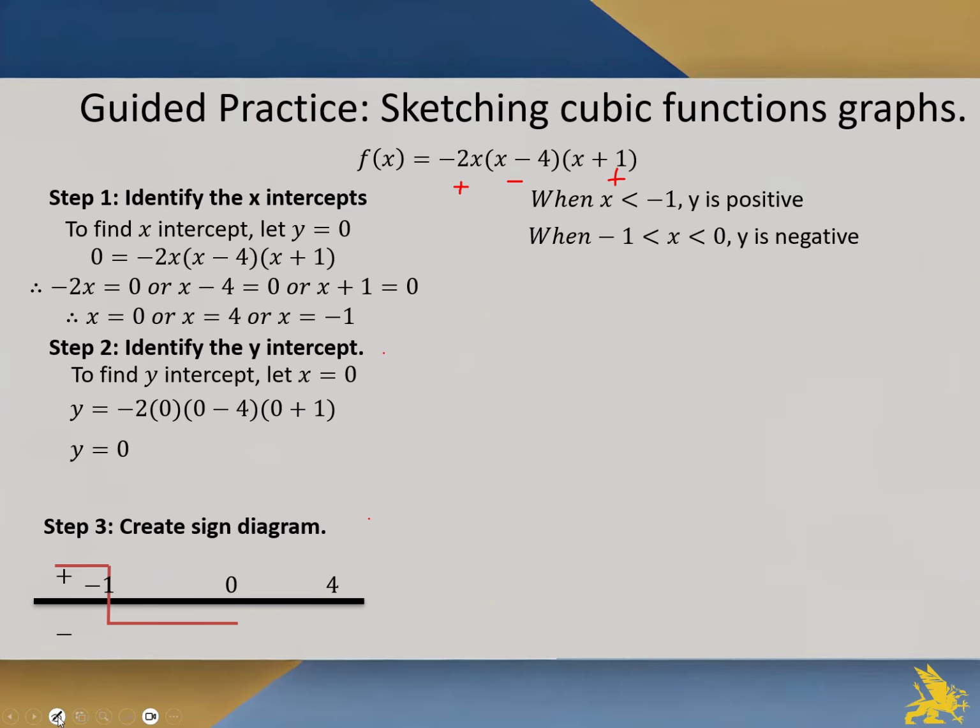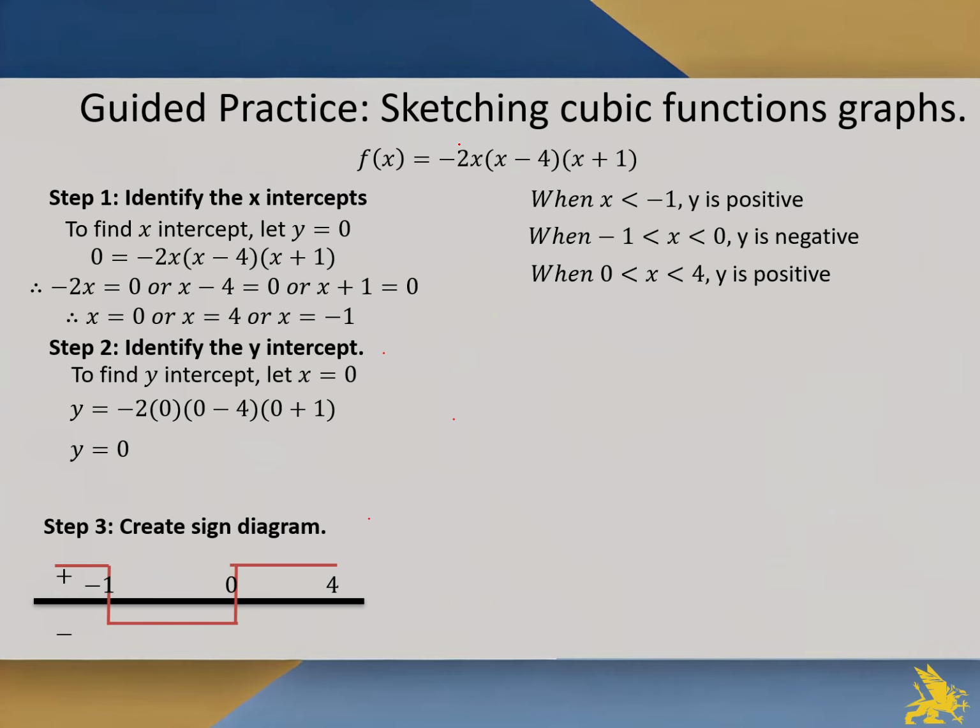I then need to pick a number between 0 and 4. I'm just going to pick 1, nice and simple. So if I pick 1, 1 times -2 is negative. 1 take away 4 is a negative. And 1 plus 1 is a positive. So that gives me a negative is a positive, positive and a positive is a positive. So I'm in the positive area. And then the final one is I'm wanting to look at when x is greater than 4. So I need to pick a number. I'll just pick 5. I don't want it to be a massive number.